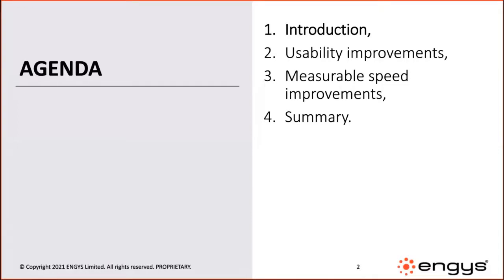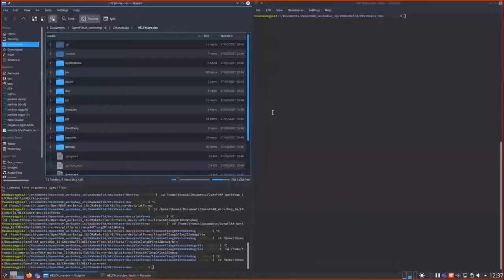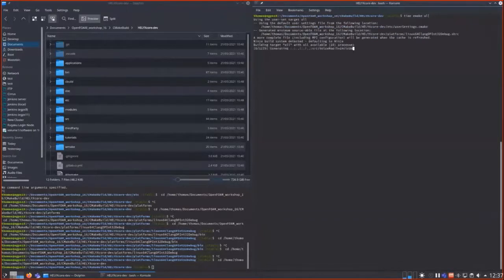Before we start though, I am going to set off a build. So on the left hand side I have a clean copy of Helix Core. You'll notice there is no platforms directory. So if I go time emake all.